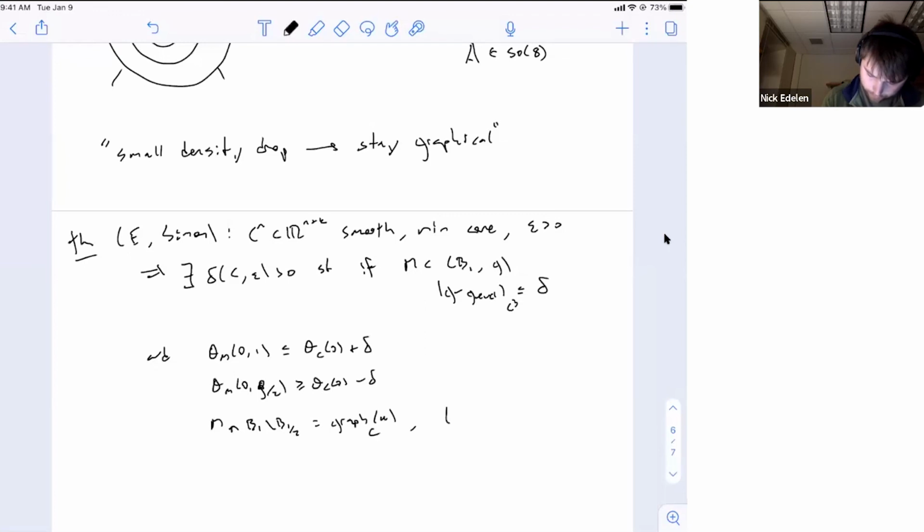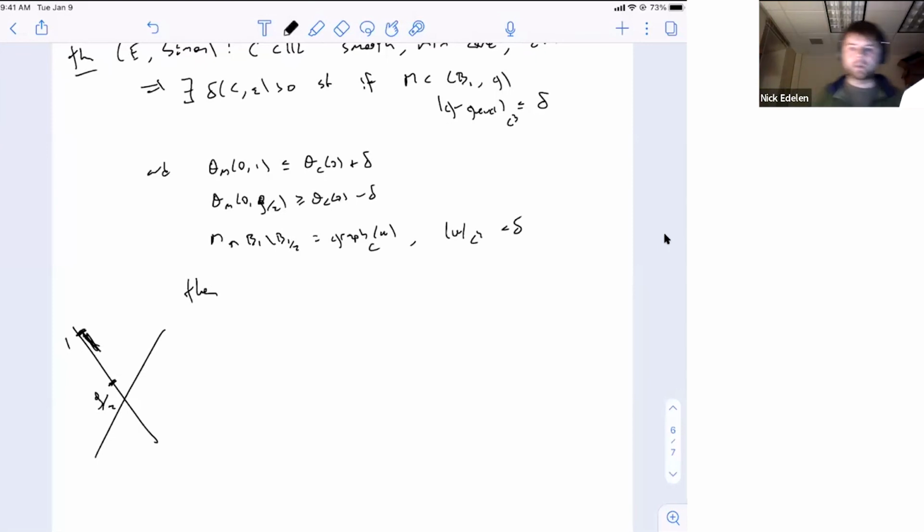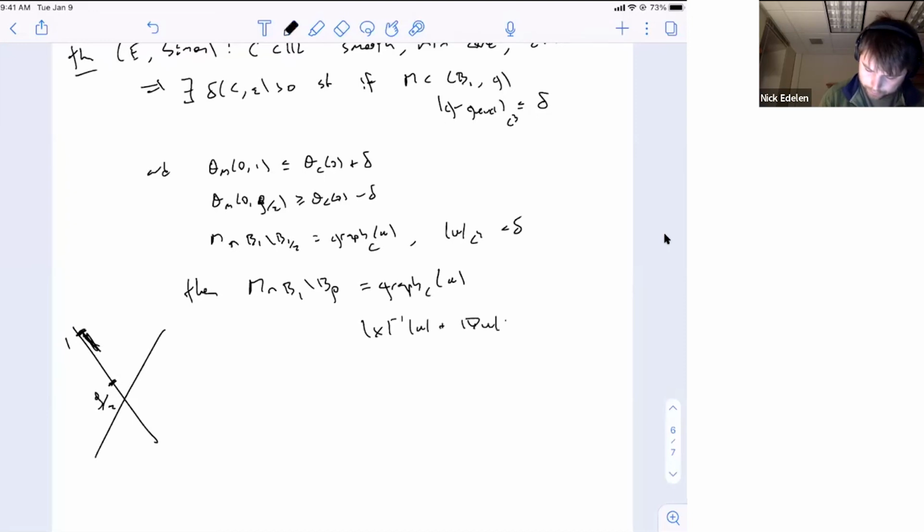Over the cone with small norm. So the picture is you have this cone, and at this scale you're a nice graph, but then you have a small density drop from scale 1 to scale rho over 2. And the conclusion is that you can push the graphicality all the way down to scale rho. So m inside the ball of radius 1 minus the ball of radius rho is graphical with the usual estimates.